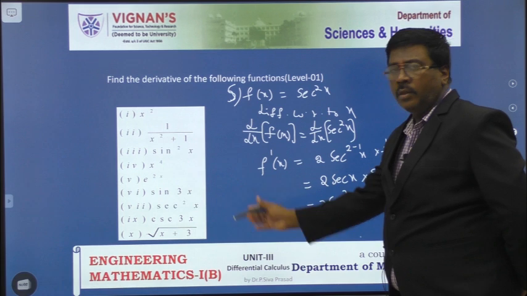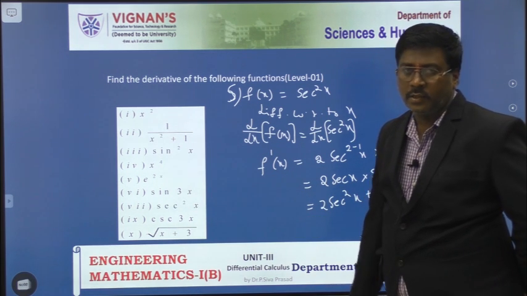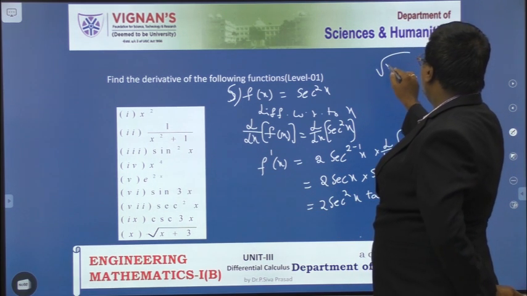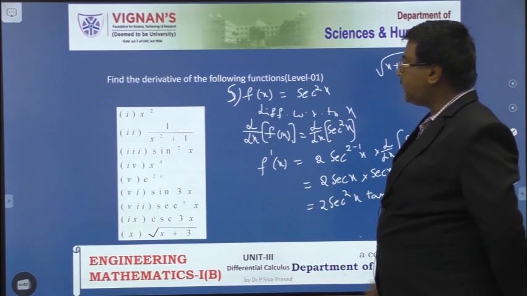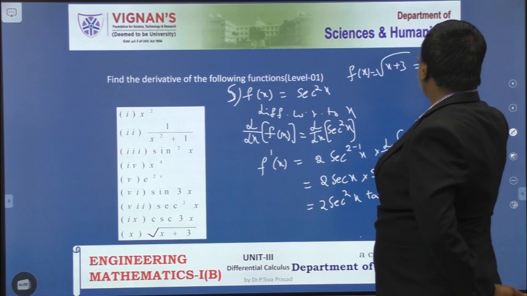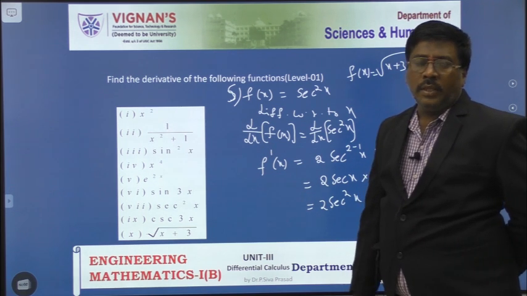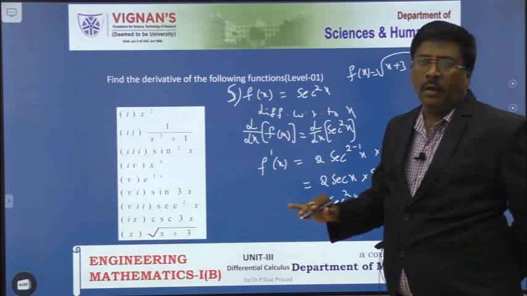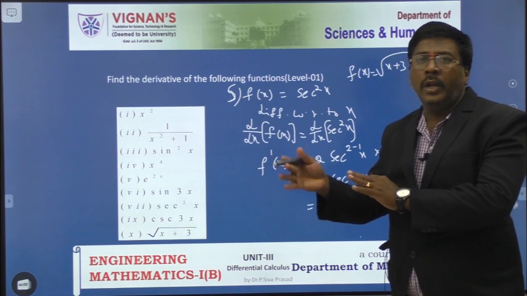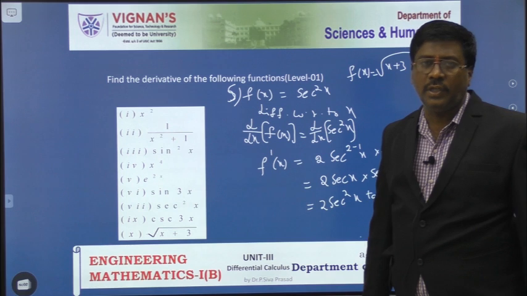In a similar way, cosecant 3x and root of x plus 3 have to be practiced. How do we write root of x plus 3? f of x is equal to x plus 3 whole power 1 by 2, because that is the square root. Then this is in the form of x power n. Apply the formula n into x power n minus 1 into the internal derivative d by dx of x plus 3. d by dx of x is 1 and d by dx of 3 is 0.